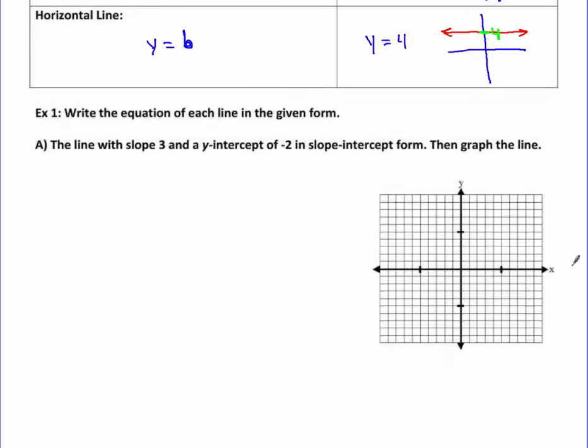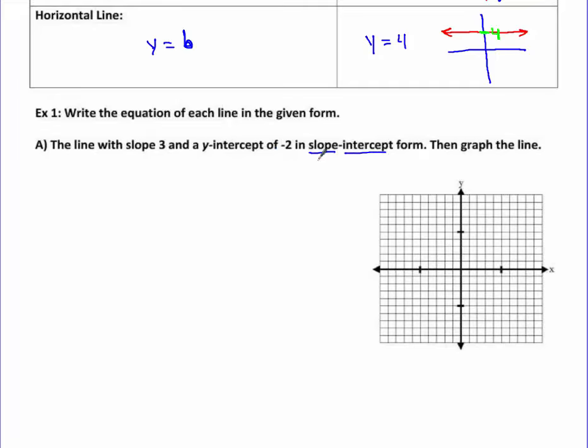All right, so let's take a look at an example. It says write the equation of each line in the given form. So when you do these, you need to find out what the form is, and what's given in the problem will tell you how to do it. The line with slope 3 and a y-intercept of -2 in slope-intercept form.